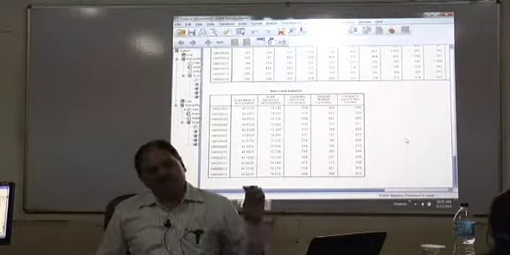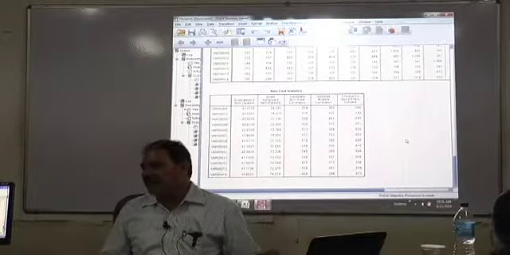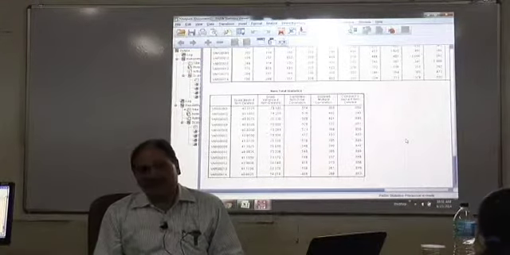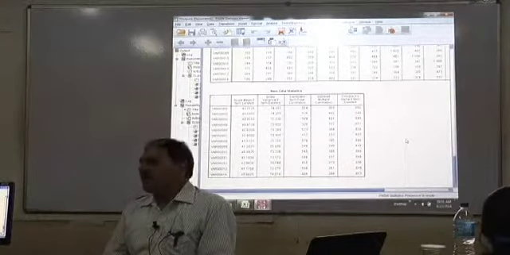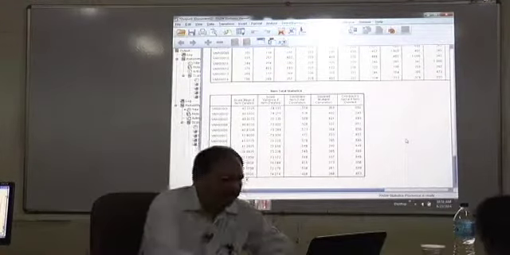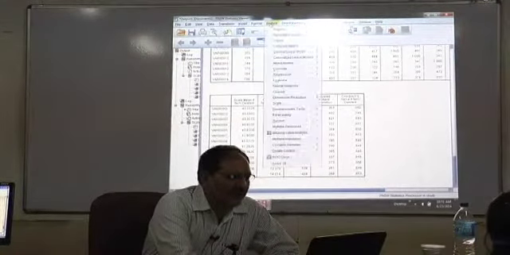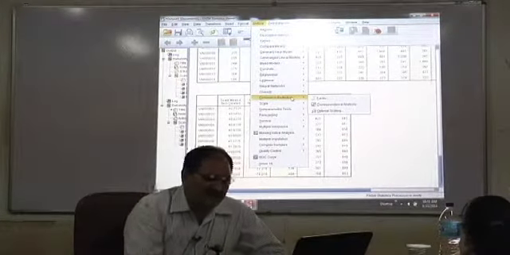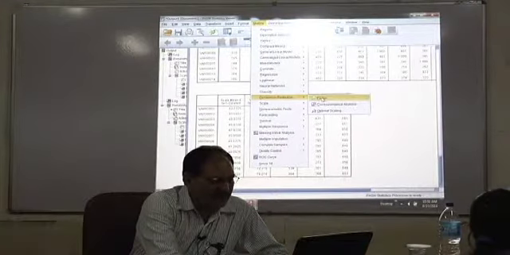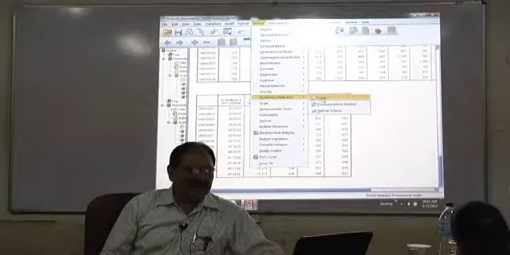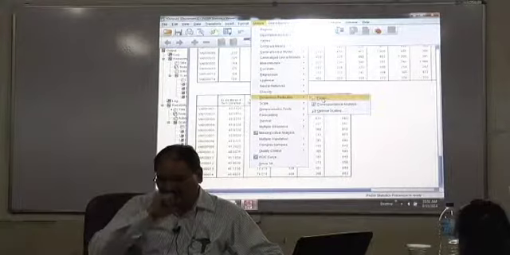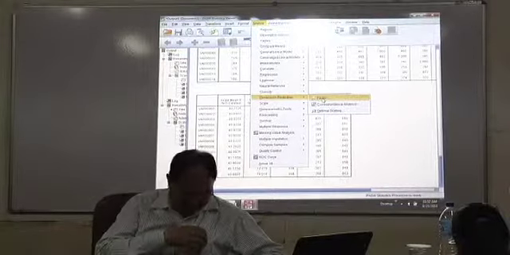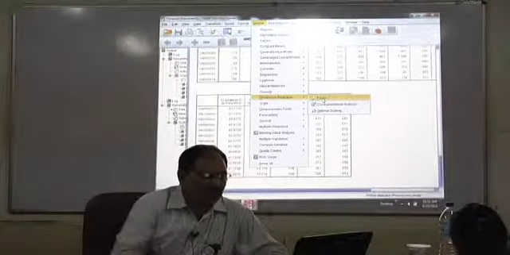Now, the same Excel sheet which has already been transferred to SPSS will be used for carrying out factor analysis, exploratory factor analysis. Let us see. Go to Analyze. Exploratory factor analysis comes under Dimension Reduction. Analyze, Dimension Reduction, Factor. Click on Factor.